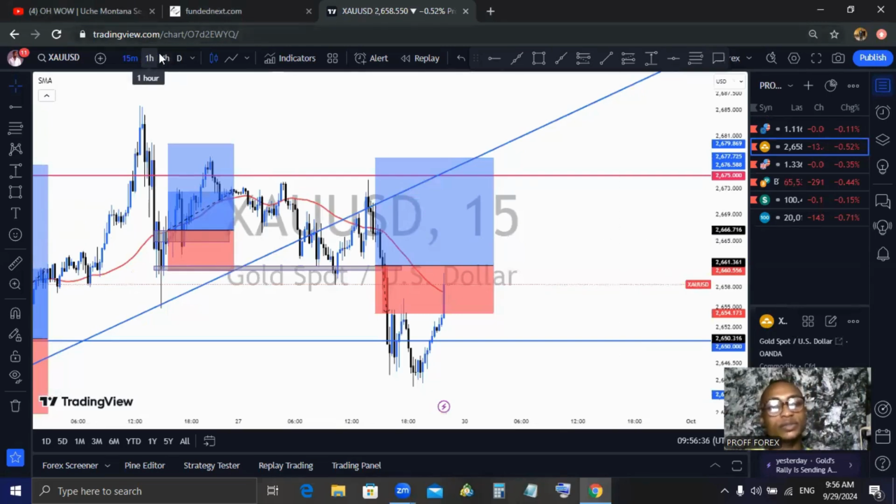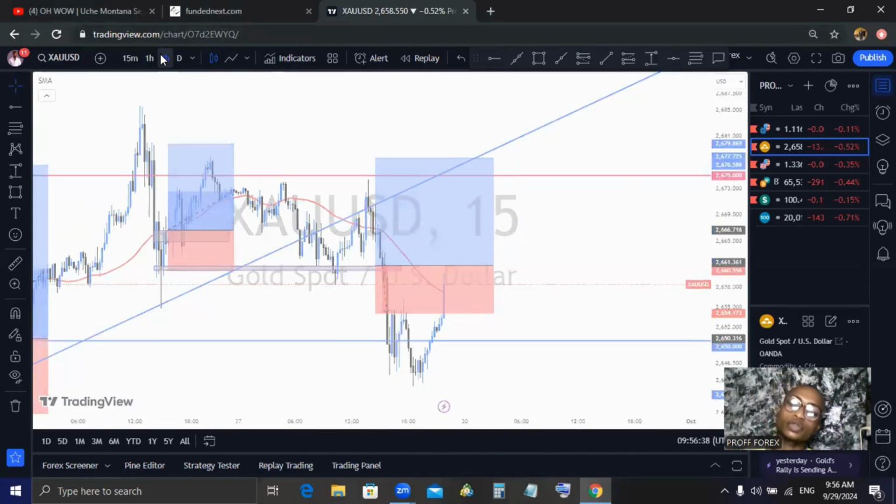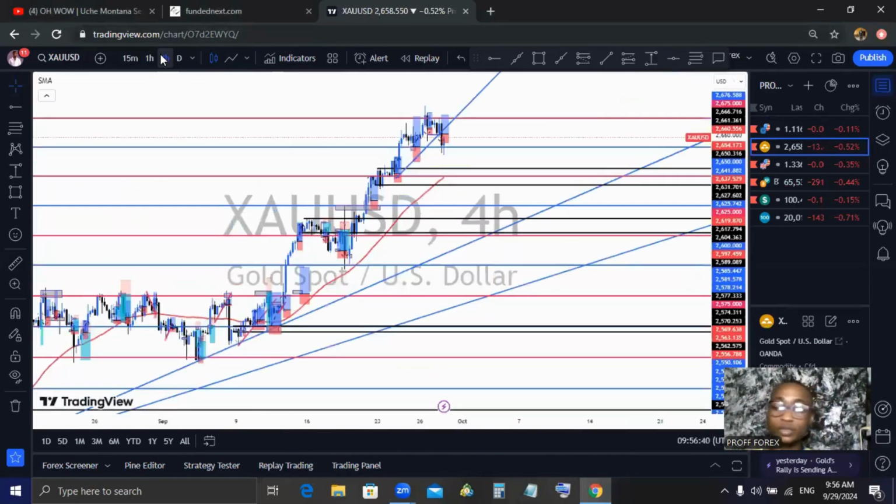Let me take you to the higher time frame because this is top-down analysis. Talking about top-down analysis, you have to go from the daily to the 4 hour, to the 1 hour, to your 15 minute. If you are a scalper, to your 5 minute. If you are a day trader, to your 15 minute. If you are a swing trader, to your 1 hour and 4 hour before you take your entry. So this is how it is.